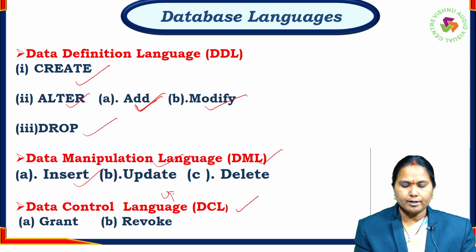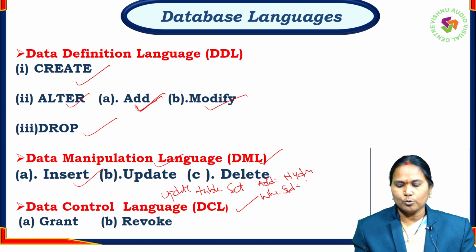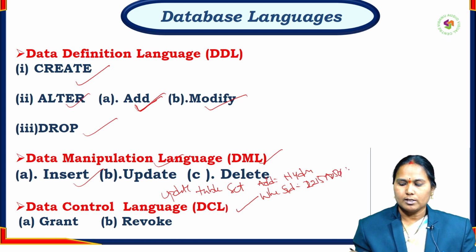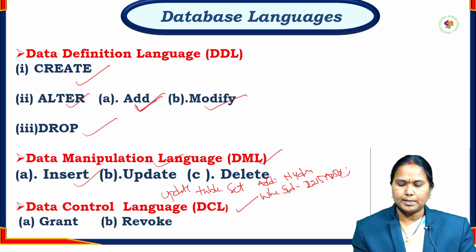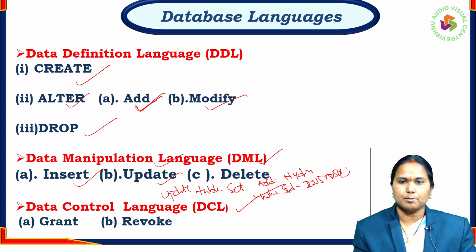So update, table name, set address equal to Hyderabad, where student ID equal to some roll number, 22215A0501 semicolon. If you write a command like this, automatically the new address is updated in the existing database.